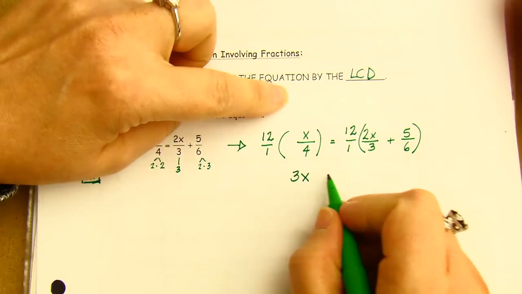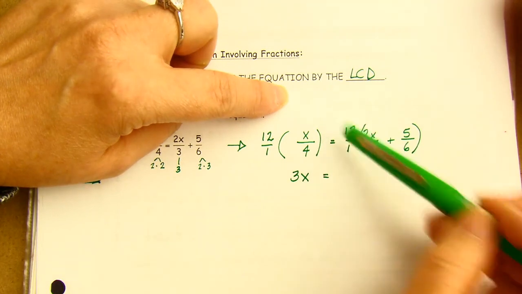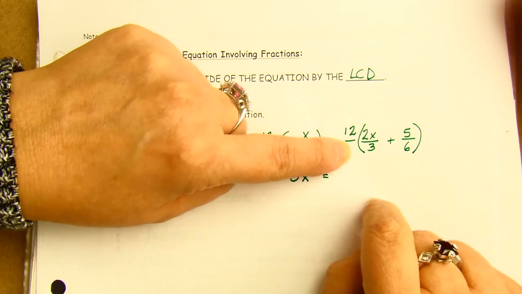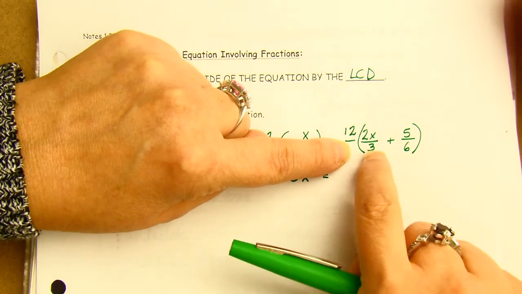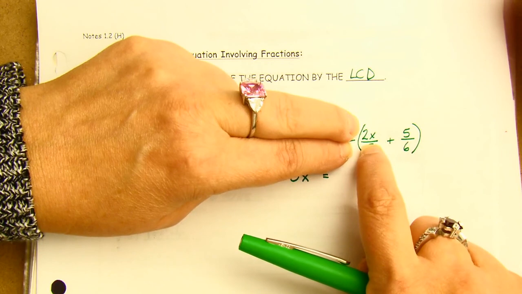On the right side, the 12 is going to absorb the 3 4 times. The 1 is simply 1, doesn't really matter. The 3 is going to get absorbed into the 12 4 times, and now I have 4 times 2x, which is 8x.